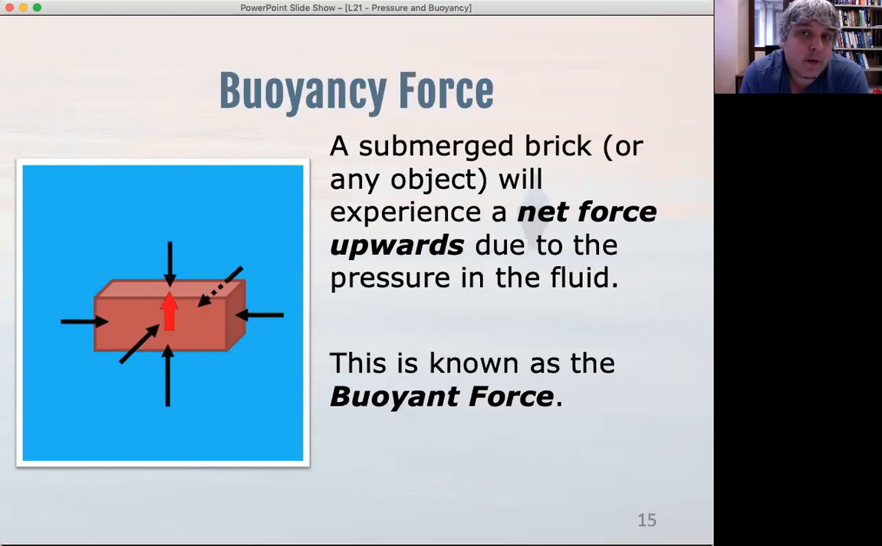This net force upwards is called the buoyant force, and it exists for any object that is submerged in a fluid. It may not be big enough to make the object float. That depends on how big the weight force is, because to get the actual net force on the brick, you have to include all the forces, not just the ones due to the pressure from the fluid, as we've done here. So depending on the weight force, the object may or may not float, but it will always have a net upwards force due to the fluid, and that is known as the buoyant force.